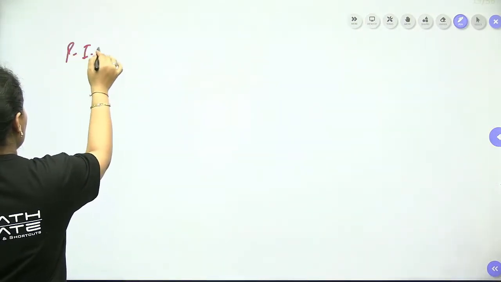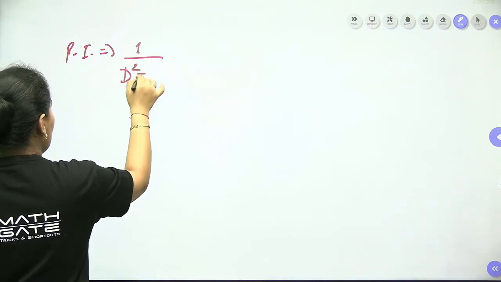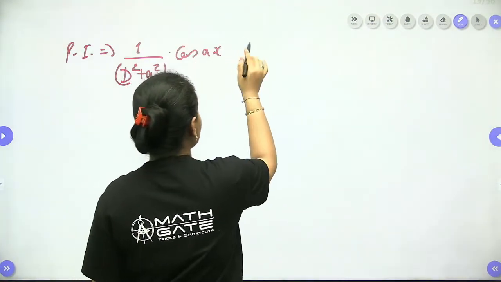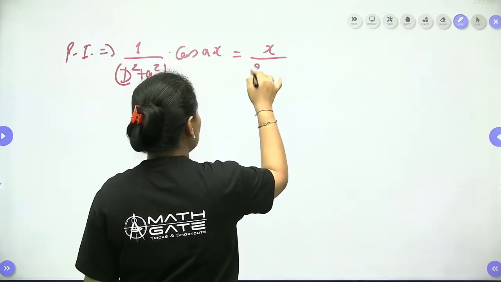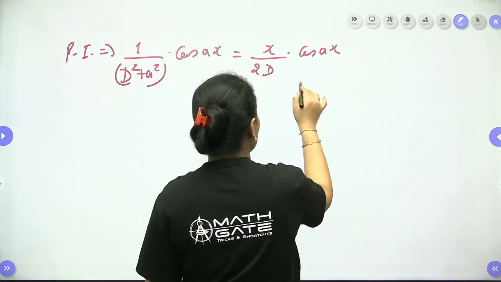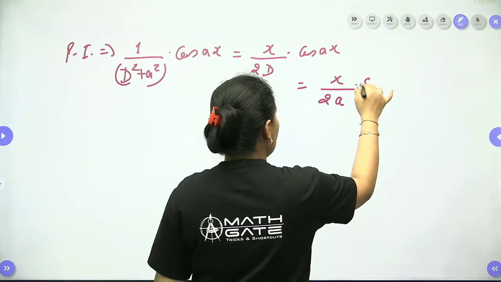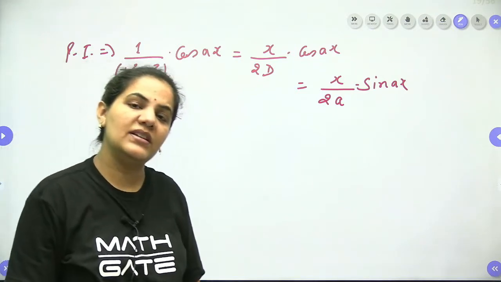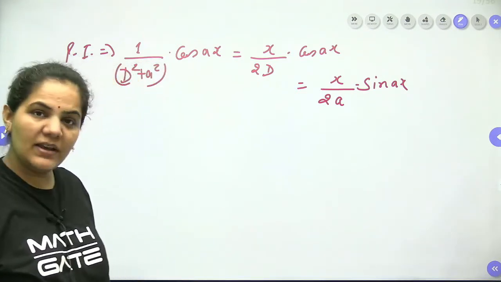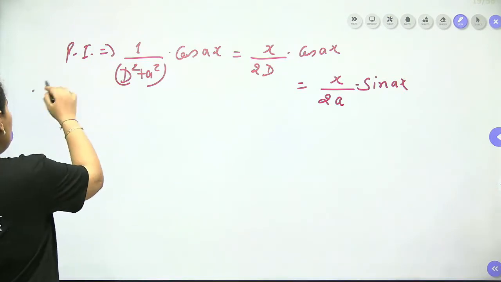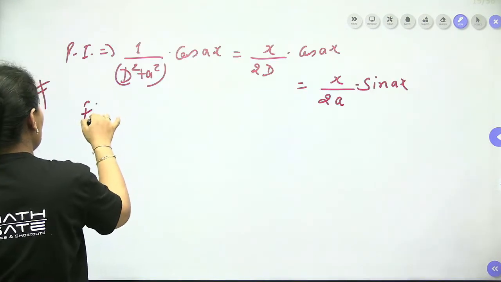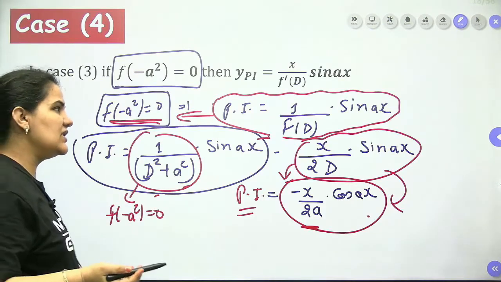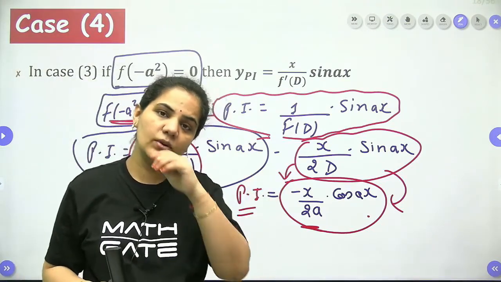Suppose you have a question of 1 by D square plus a square into cos of ax. Then the PI will become x by 2D into cos of ax only. So you can write it as x by 2a into sine of ax only, because we have to integrate cos of ax, and the integration of cos of ax is sine of ax by a. So this is the PI case when we have f of minus a square equal to 0. Just remember this one. These are the two cases possible for sine x and for cos x.